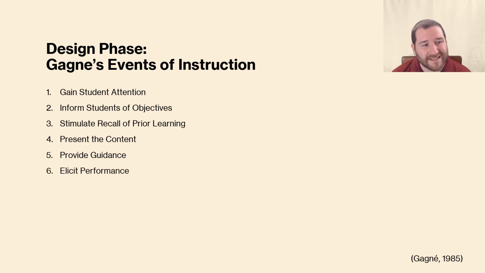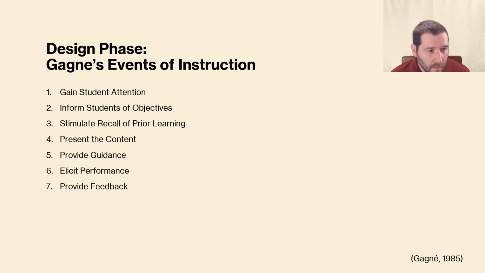On 6, we elicit performance. After you walk students through an example problem, you have them try it out, right? They try something on their own. They're trying that performance, the skill on their own to see how they do. Then we can provide those students feedback. Hey, here's how that problem was done.